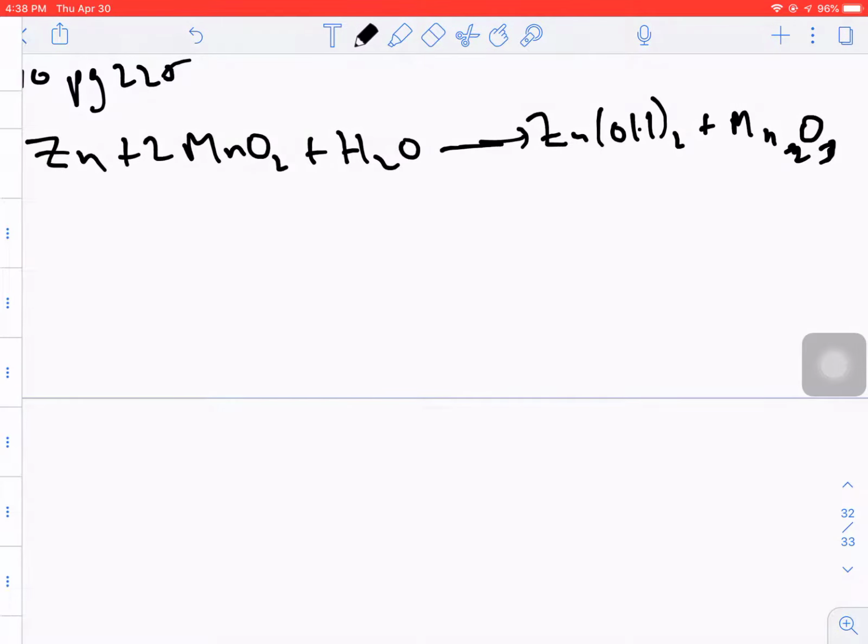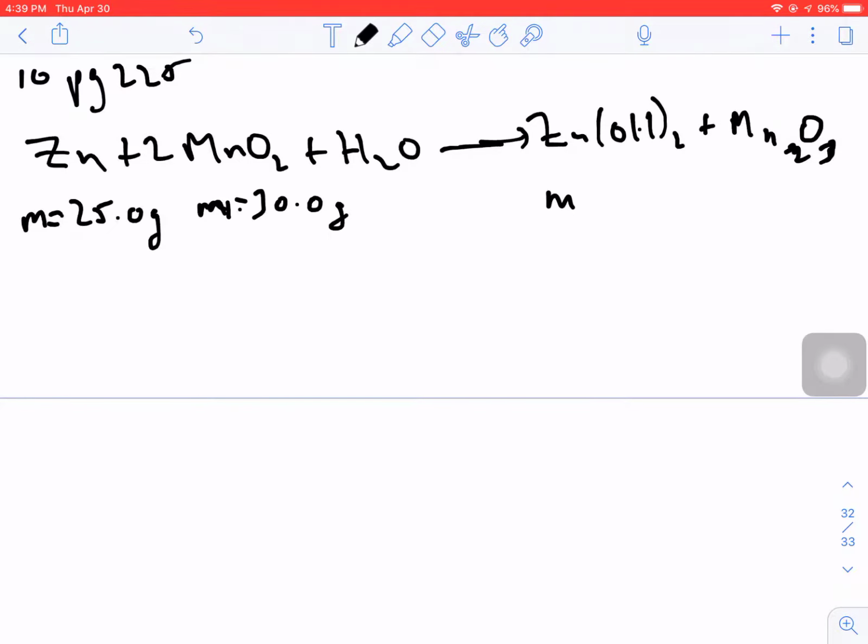is 25 grams. My mass of manganese dioxide is 30 grams. I'm not told about water, so I'm not going to worry about the water. It says assume that there is excess H2O in the question. And then the question says how much zinc hydroxide are we going to make? So there's our question. It's exactly the same thing.